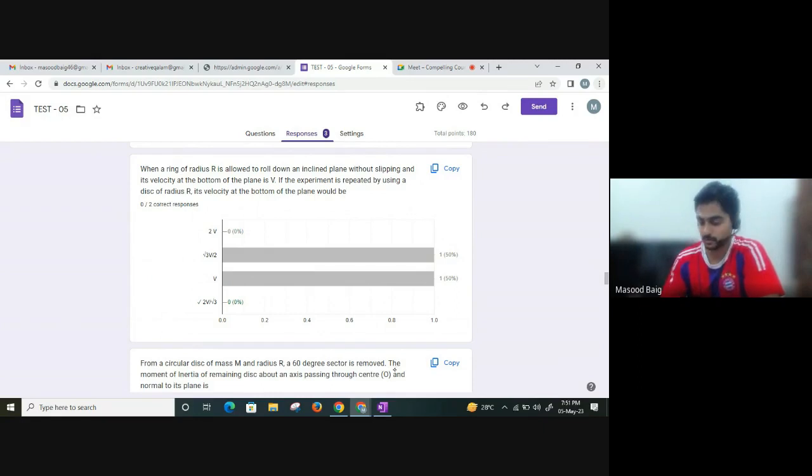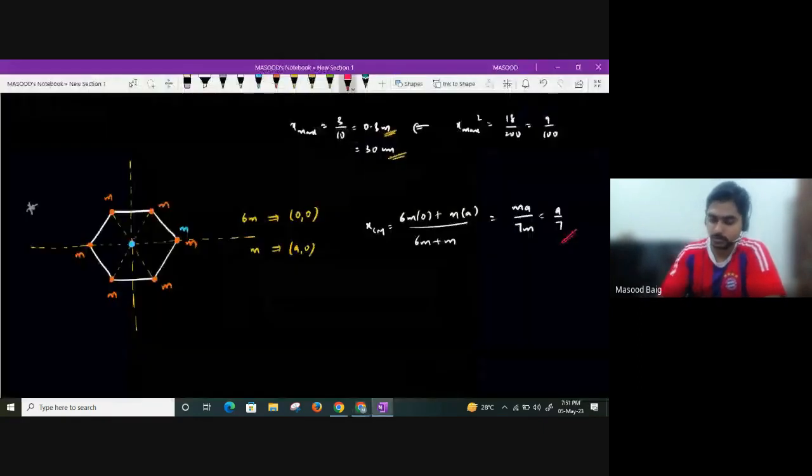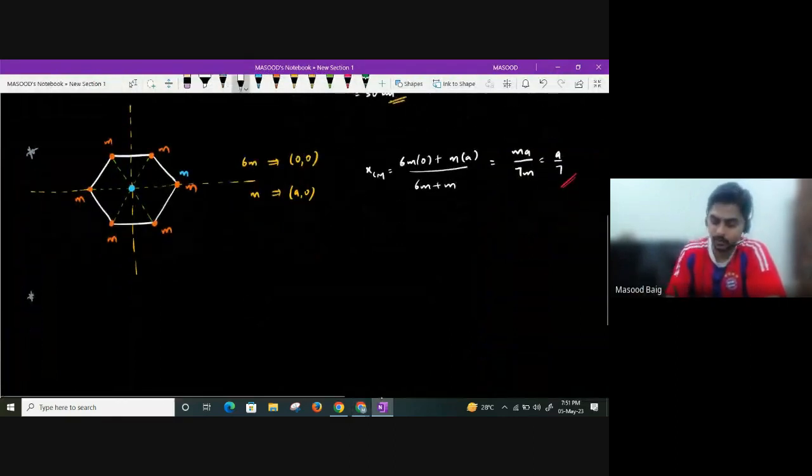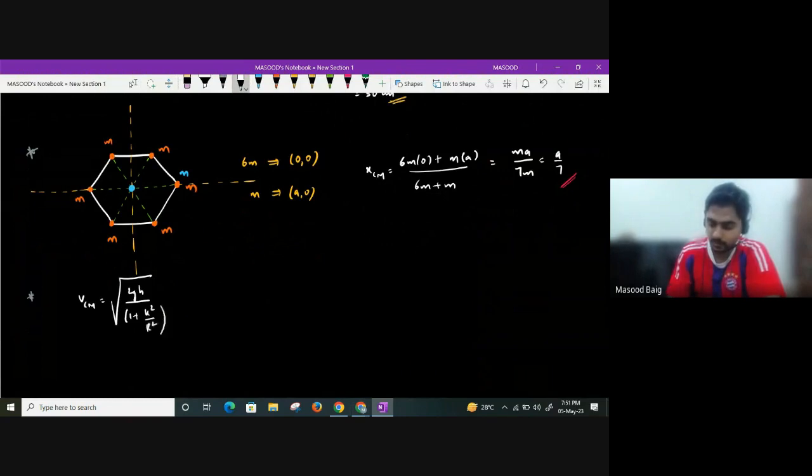It's a very simple situation, no? What is the velocity attained by any object when it is performing pure rolling? Whenever it is performing pure rolling, what is the velocity with which it reaches the bottom? It will be root over 2gh divided by 1 plus k square by r square. For the ring, the velocity will be root over 2gh divided by 1 plus k square by r square. The value of k square by r square for a ring is 1 again. So I'm going to get it as root over gh.